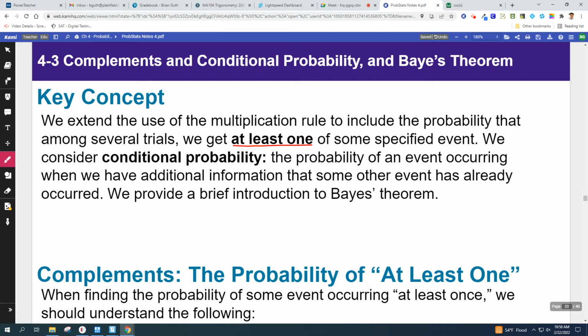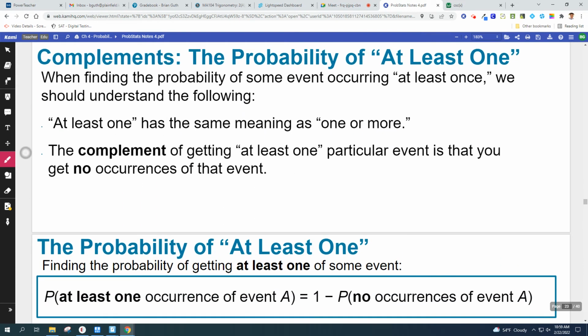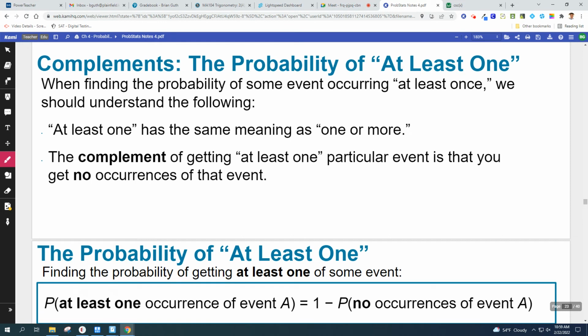We consider conditional probability, the probability of an event occurring when we have additional information that some other event has already occurred. So we've talked kind of about conditional probability a little bit. We'll get a little bit more into it. And then we also introduce Bayes' theorem.